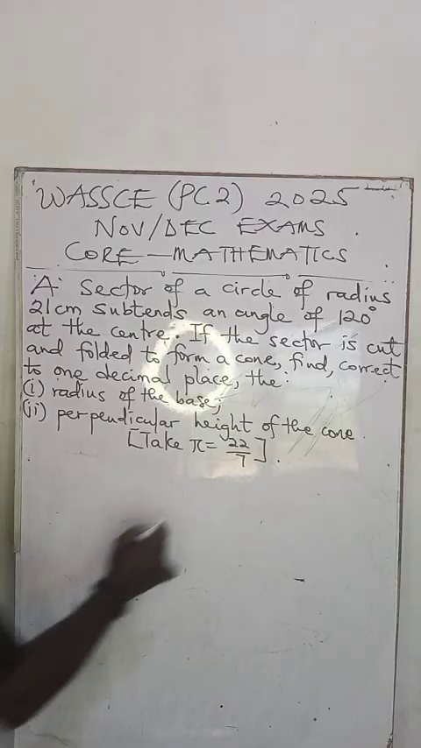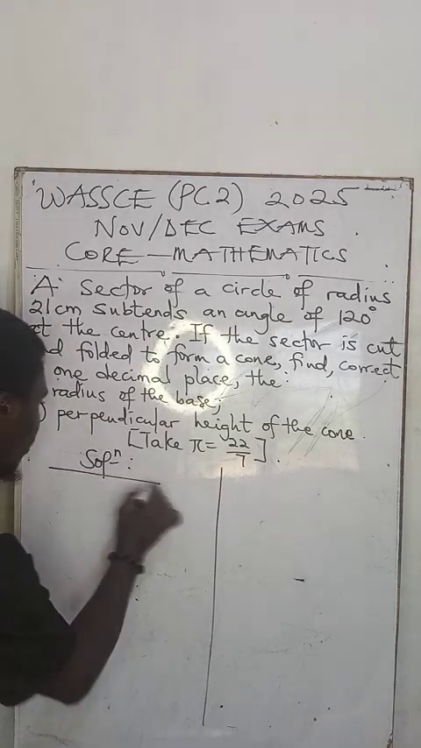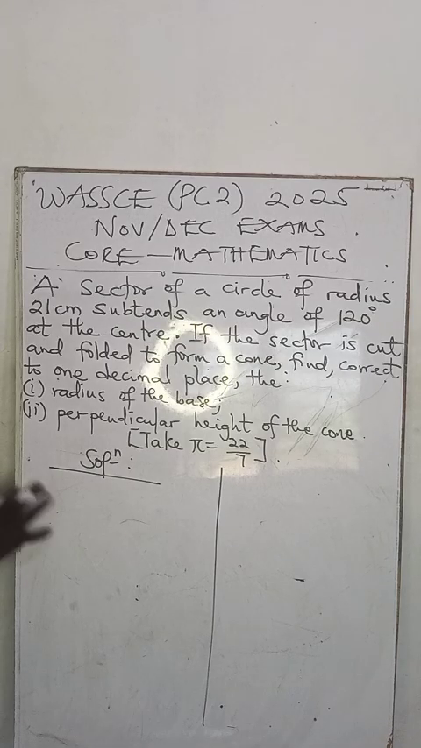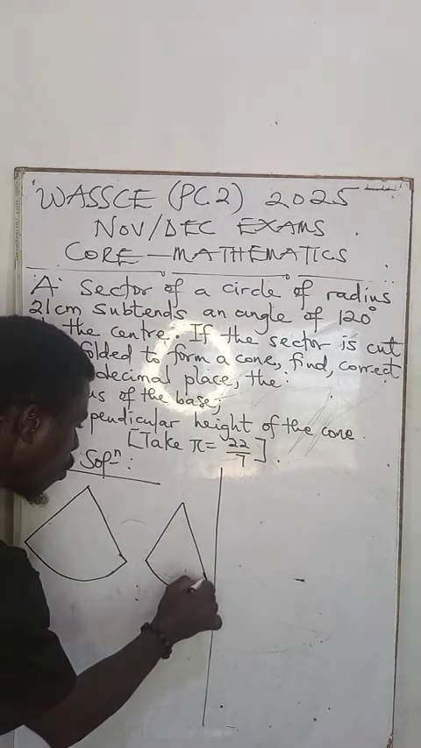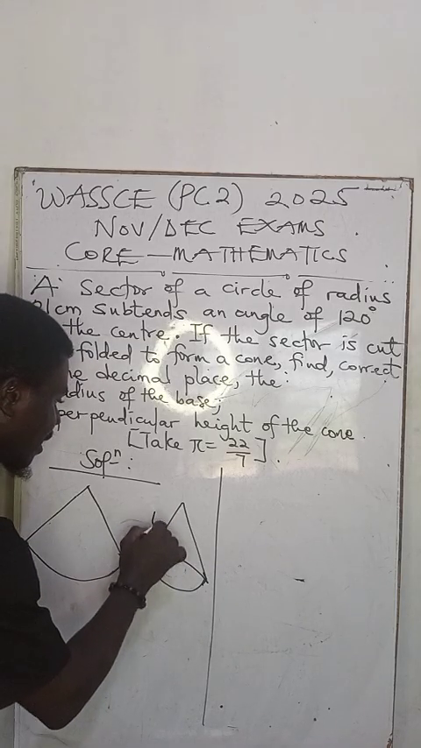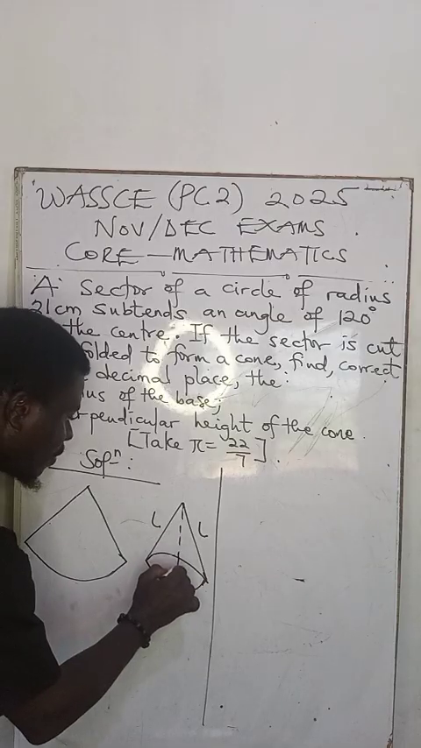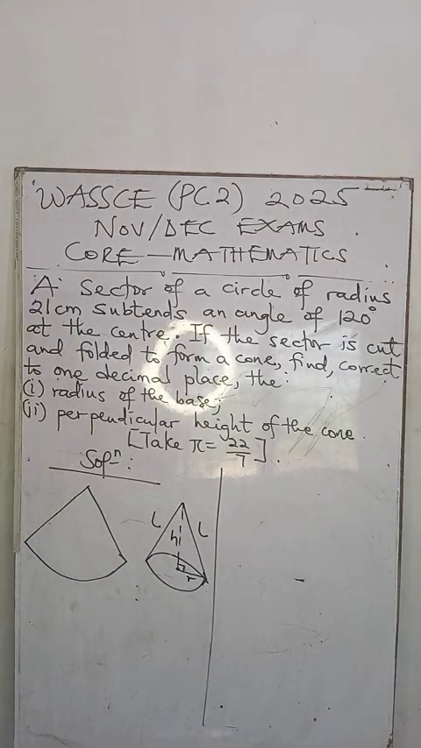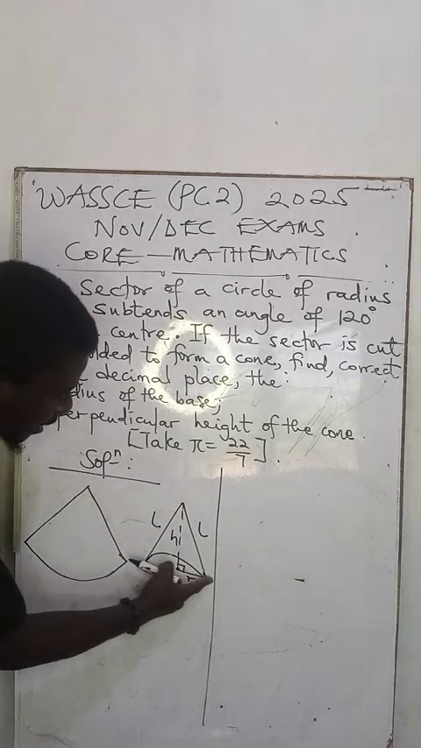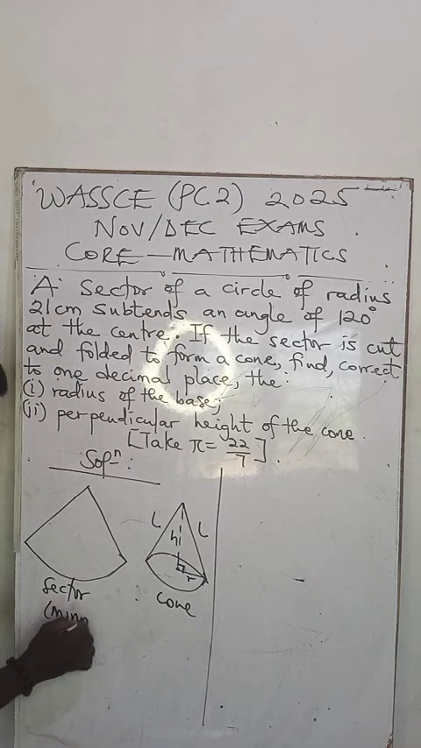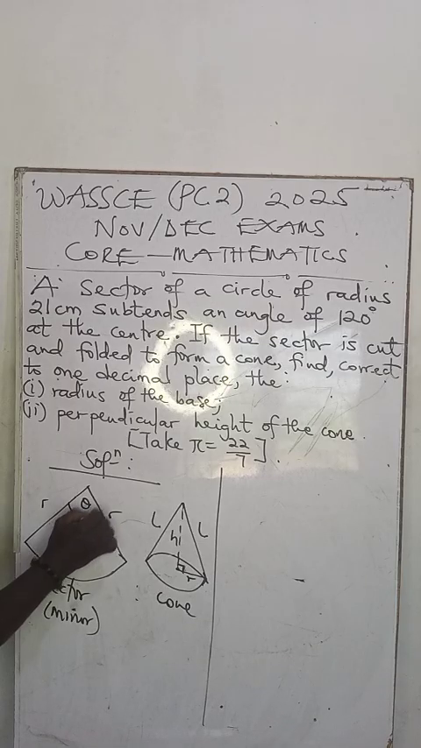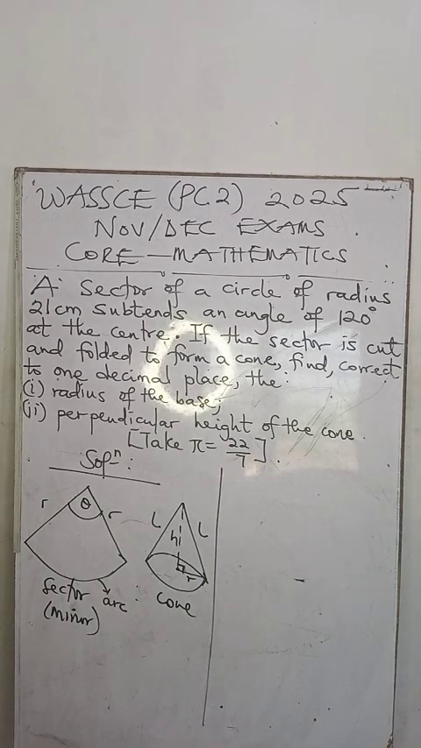So now let's deal with the solution. Let me draw the minor sector here. So this is the minor sector, and this is the cone. We have the slant height, that's L. We can get the perpendicular height, which meets the base radius, so we have an angle created, which is a 90 degrees angle. Now this is the sector, the minor sector. This is the radius, and we have our angle here, and this is the minor arc.